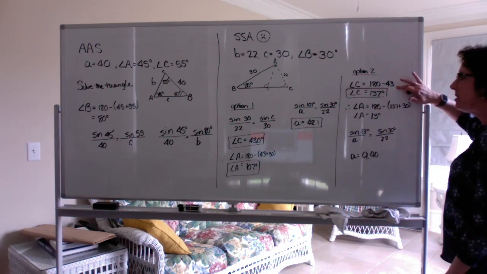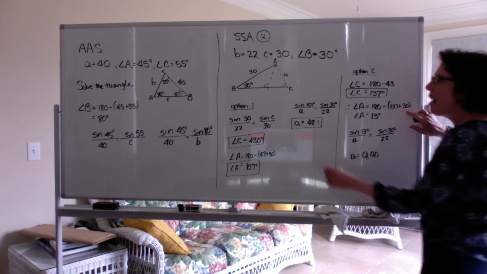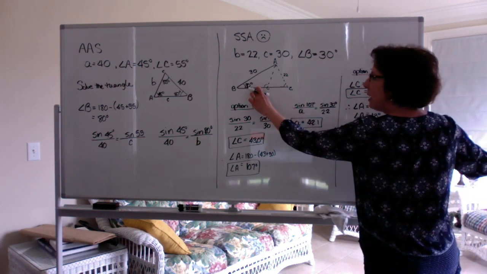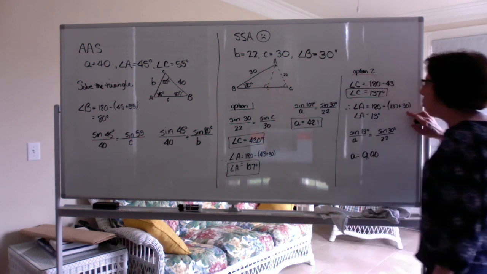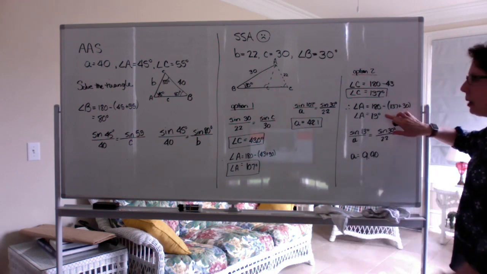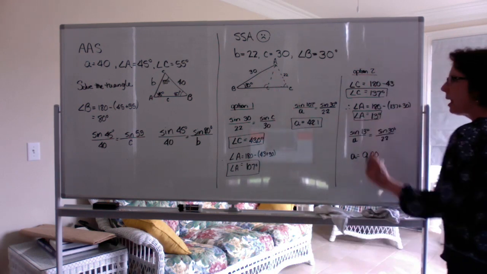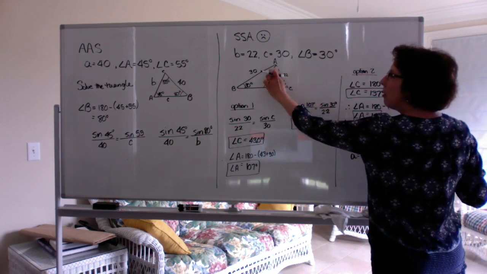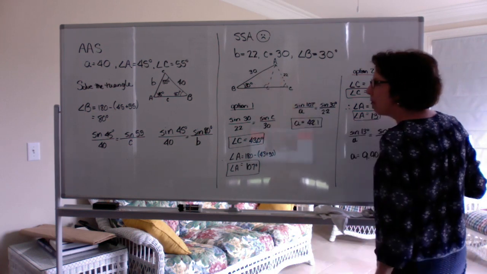If that's the case, then angle A is going to be the sum of 137 and 30 subtracted from 180, and angle A is only 13 degrees, okay? So now we've got an acute angle for A, and we've got an obtuse angle for C.